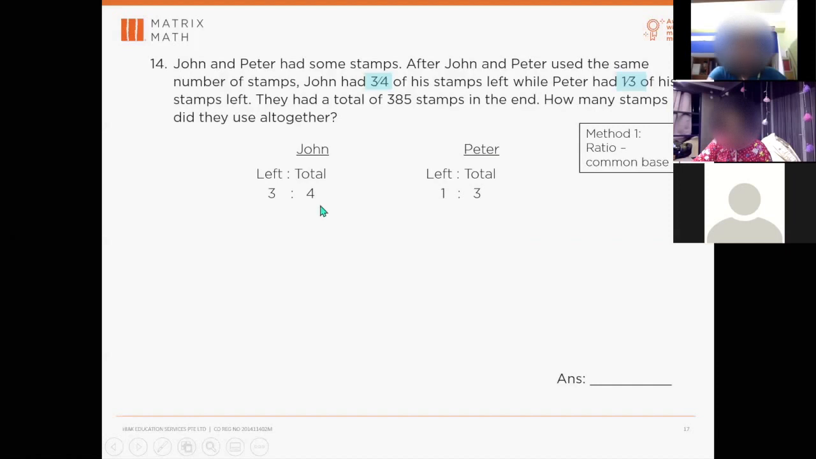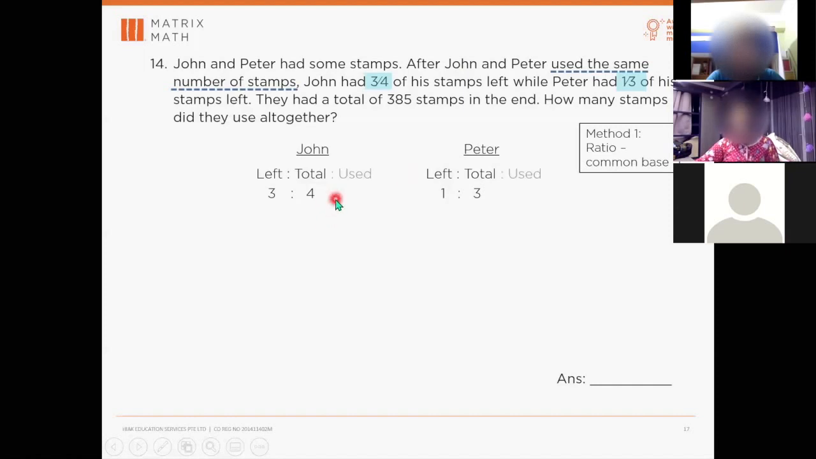So you see, we have two ratios. Any idea what's the common base between these two? No? Okay, you have to read back the question. Did the question give you any hints that something is the same as something? Read again. They use the same amount of stamps. Yes, you see, I underline this. They use the same number of stamps. So what they use will be your common base.